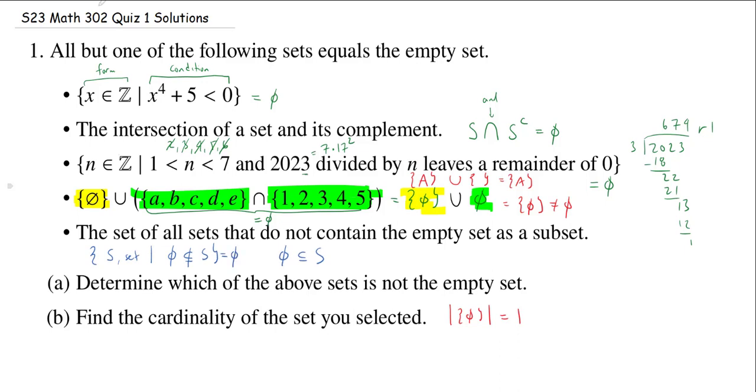All right, so that's our first problem from this quiz. We'll see you next time for quiz 1, problem 2.